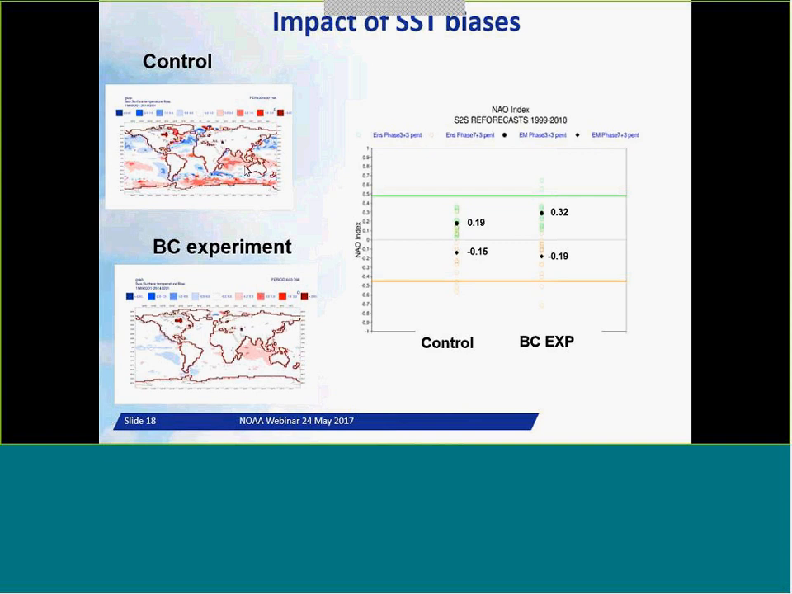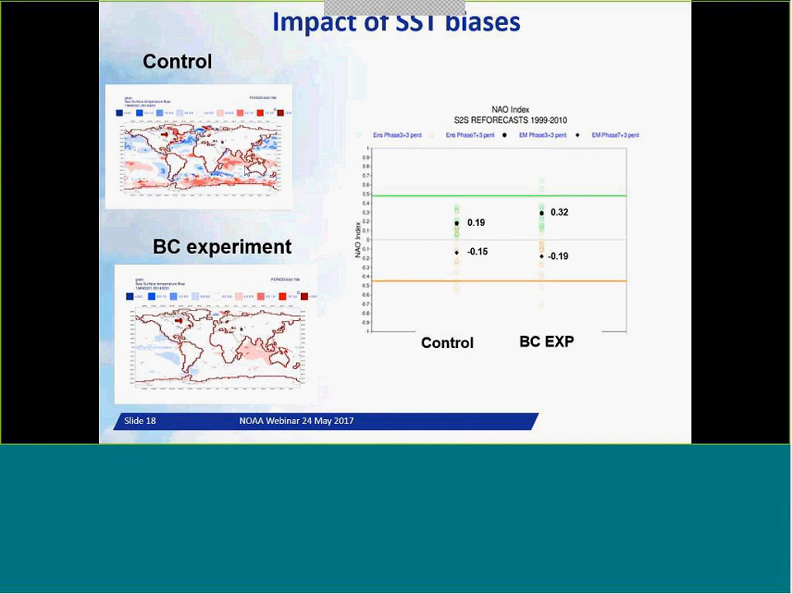Okay, great, thank you. We have one more question. Rong Fu, I unmuted you. You can go ahead and ask your question. Can you hear me? Yep. Okay. Do you think the model bias related to the MJO teleconnection pattern is more due to errors in circulation or errors in the convective scheme?